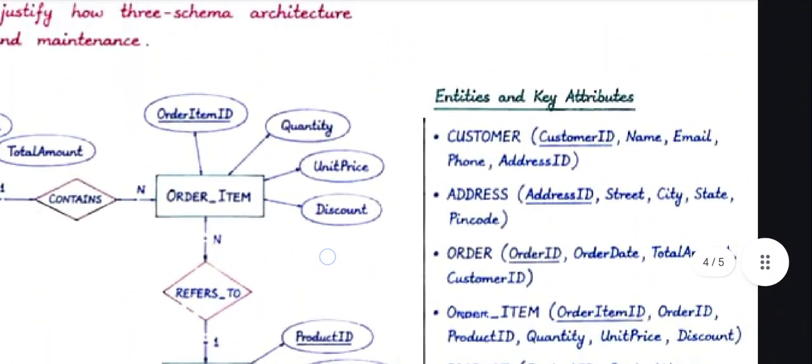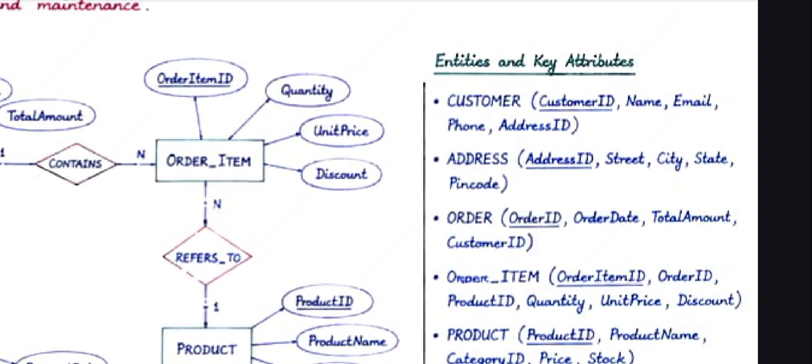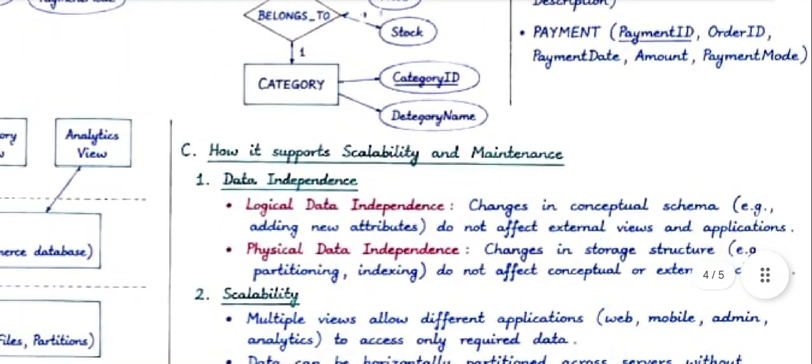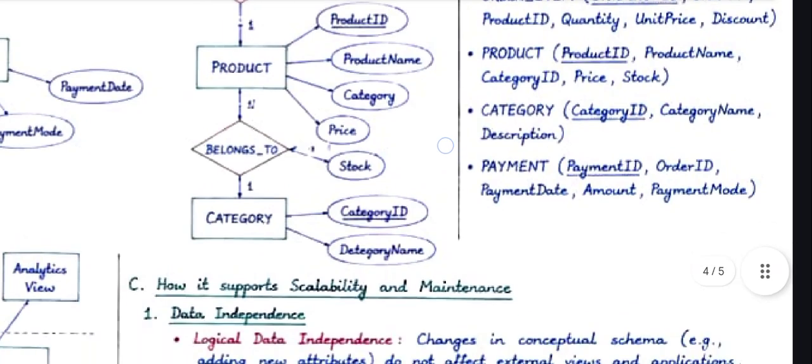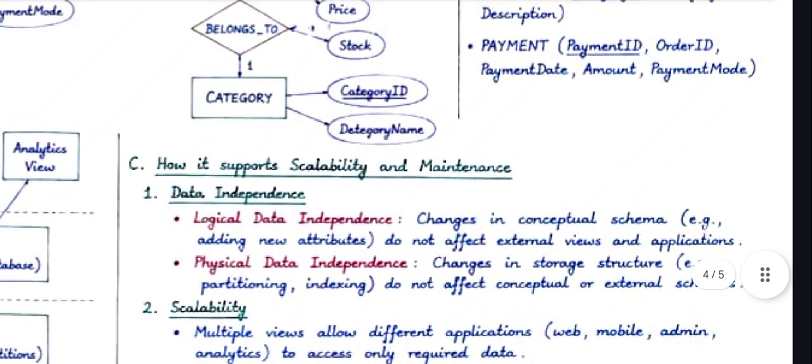Then we have the entities and their key attributes. Customer: customer ID, name, email, phone. Address: address ID, street, city, state, pin code. Order: order ID, order date, total amount, customer ID. Order item: order item ID, order ID, product ID, quantity, unit price, discount. Product: product ID, product name, category ID, price, stock. Category: category ID, name, and all. Payment: payment ID.